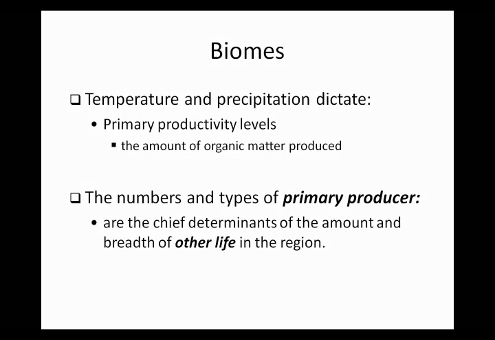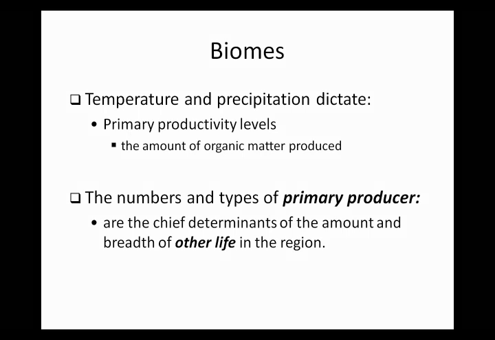So temperature and precipitation are going to dictate the primary productivity levels. Basically what that means is how much is going to be produced by that biome. So if we're talking about the tropical rainforest, we have a biome that's got a lot of productivity to it because the temperature is warm, the precipitation is high, things grow really fast, we see lots of varied species.